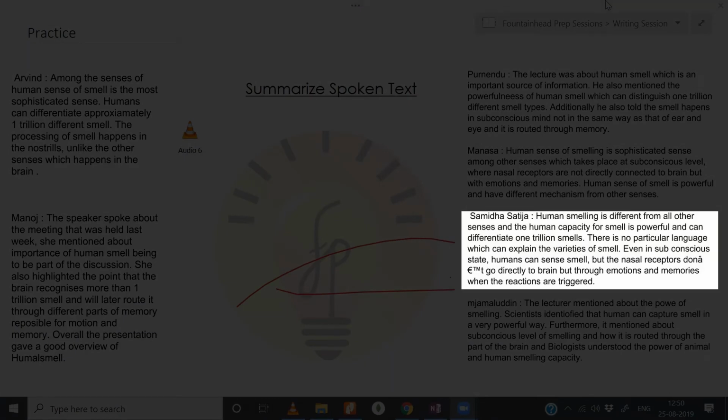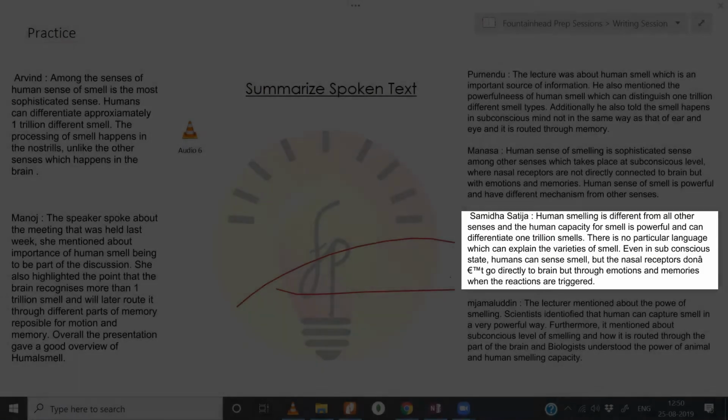Samvida, human smelling is different from all other senses, and the human capacity for smell is powerful and can differentiate 1 trillion smells. Perfect sentence. There is no particular language which can explain the varieties of smell. Variety spelling is wrong. Is it wrong? Varieties. No, that's correct. Even in subconscious state, humans can sense smell, but the nasal receptors don't go directly to brain, but through emotions and memories, and when the reactions are triggered. Perfect.